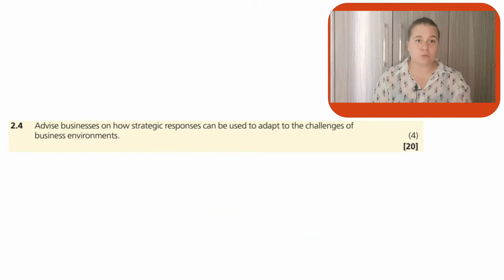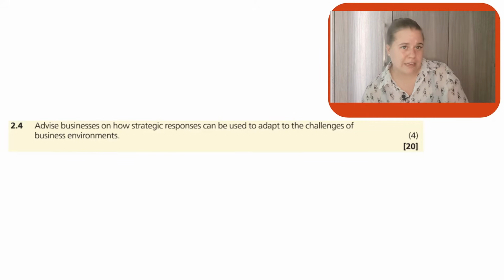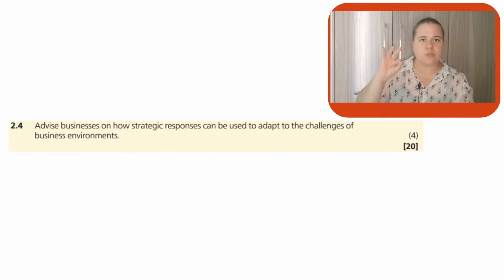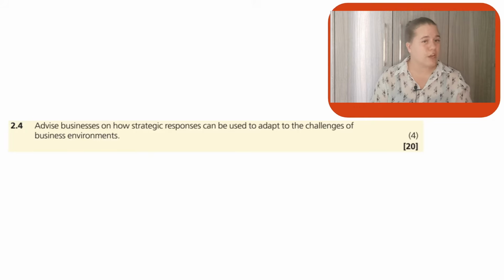All right, question 2.4. Advise businesses on how strategic responses can be used to adapt to the challenges of the business environment. Now, if you remember correctly, strategic responses and the word adapt to challenges, we're talking chapter 3, and hopefully we remember this content. Again, 4 marks, so we're going to look for 2 bullets here.